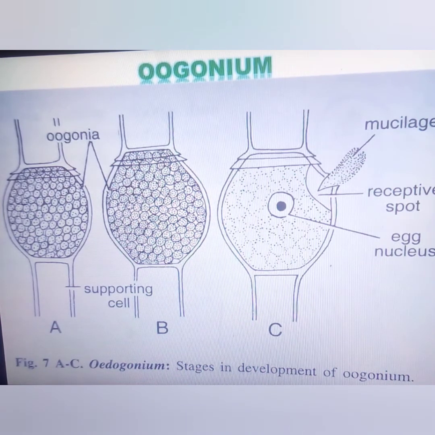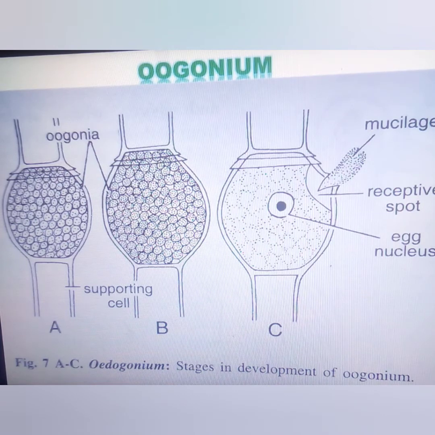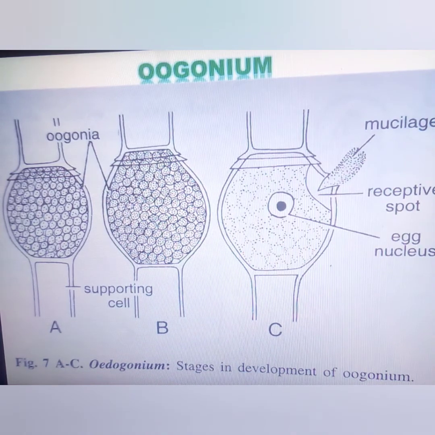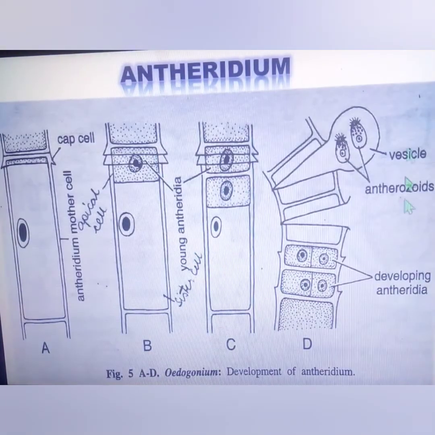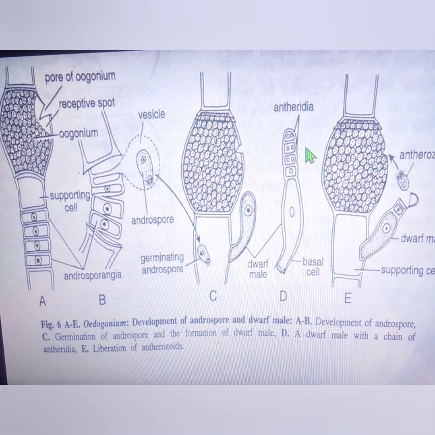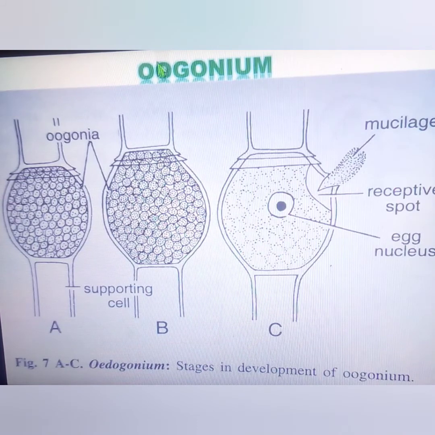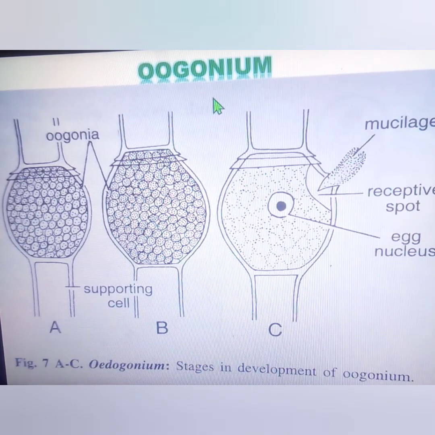In the last video, we had discussed the formation of the antheridium, that is the male gametes, in both the macrandrous as well as the nannandrous species, where we see that in case of nannandrous species, there is a development of the dwarf male. And the antheridia, as you can see, form on the dwarf male. So today we are going to discuss the development of the female gamete.